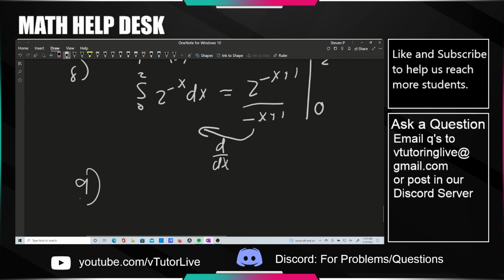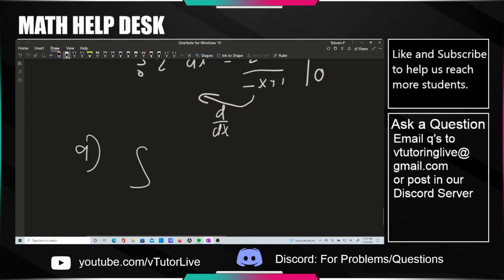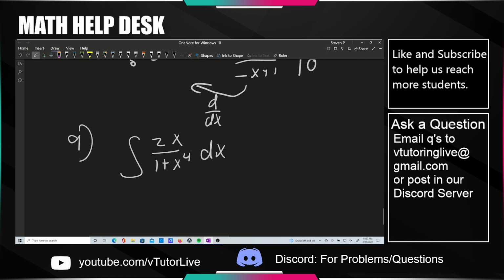All right. So for number 9, 2x over 1 plus x to the 4th. Yeah, it's a slight trick. Remember that the bottom here almost looks like arctan, right? So I think, if I remember correctly, the integral of 1 over 1 plus u squared du is equal to the arctan of u.